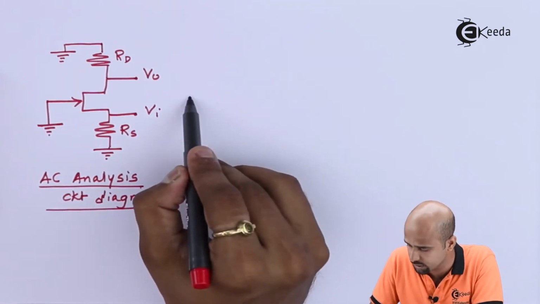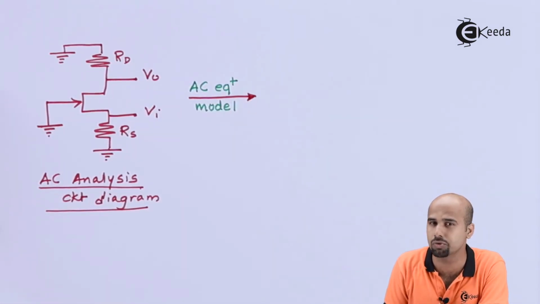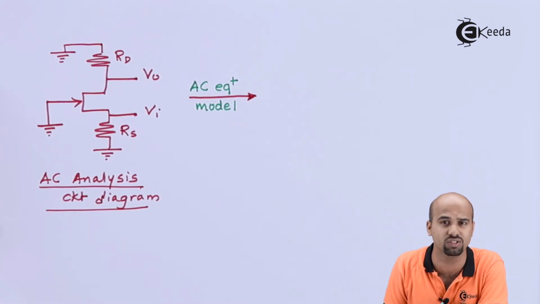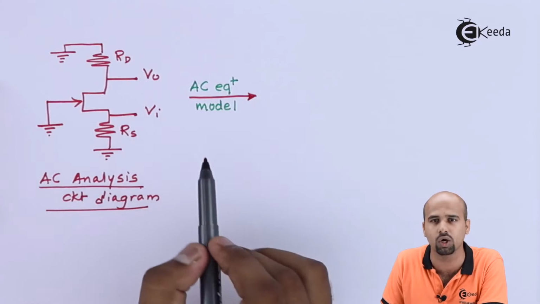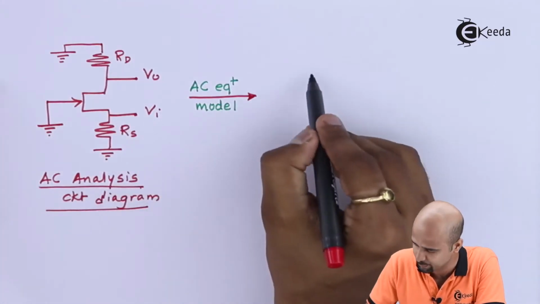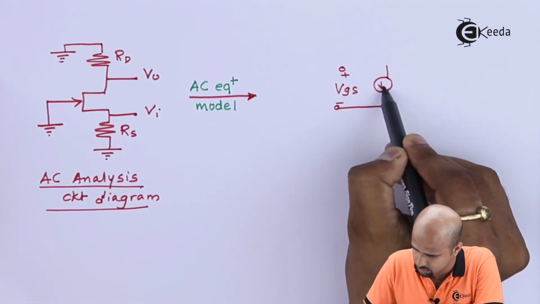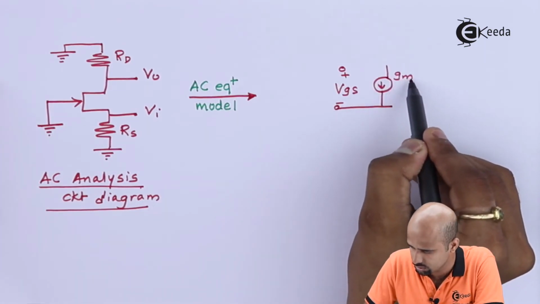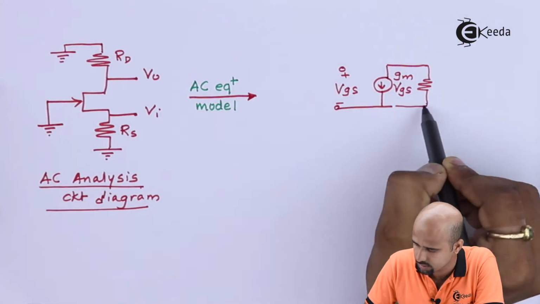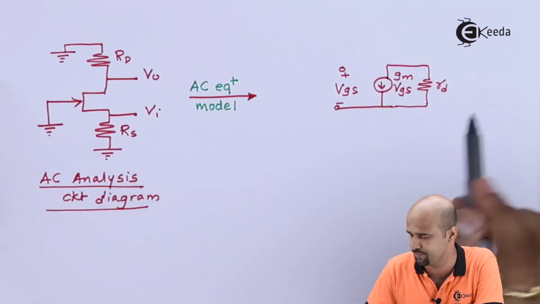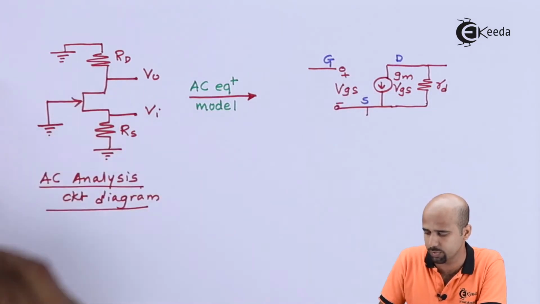Now we'll try to convert this circuit diagram into our usual AC equivalent model. As we have discussed, we will use the RPI model for AC analysis of JFET. So first of all you have to do the modeling of JFET and then connect all the peripherals in the form of resistances and capacitances. Plus minus VGS. This is your gm VGS directly. Dynamic resistance, that is rd, I can say. So this is your source, this is drain, and this is gate.